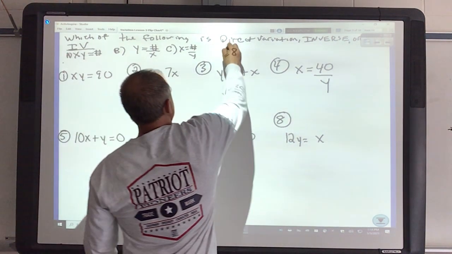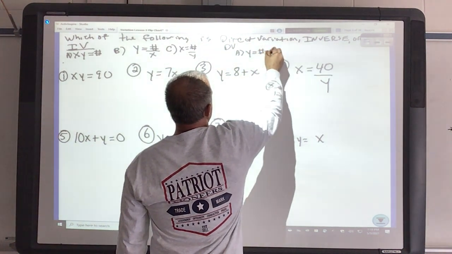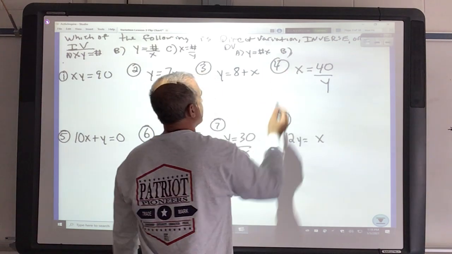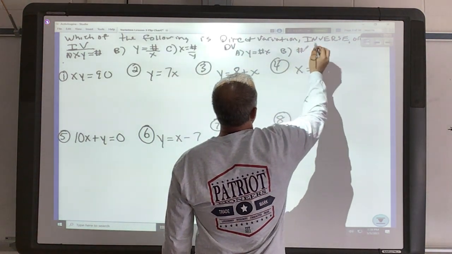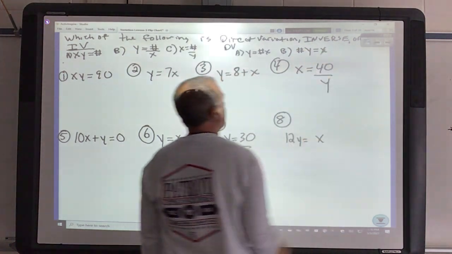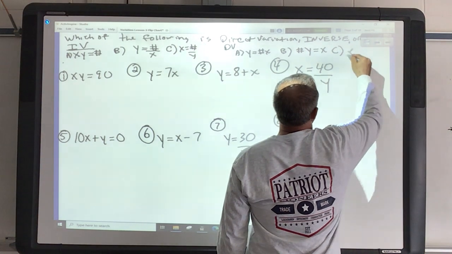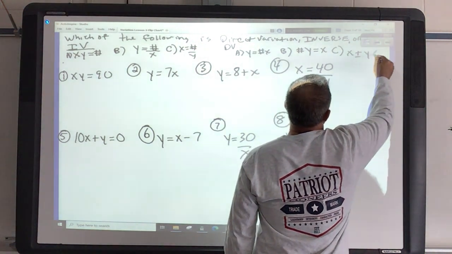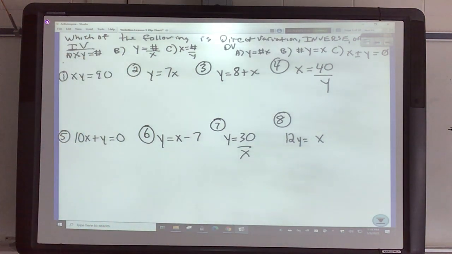Direct variation, very simply, is y equals some number with x. Another, for instance, is when the number is next to y and it equals x. That's okay. And the third example is when it's x plus or minus y equaling 0. Any of those scenarios are good.